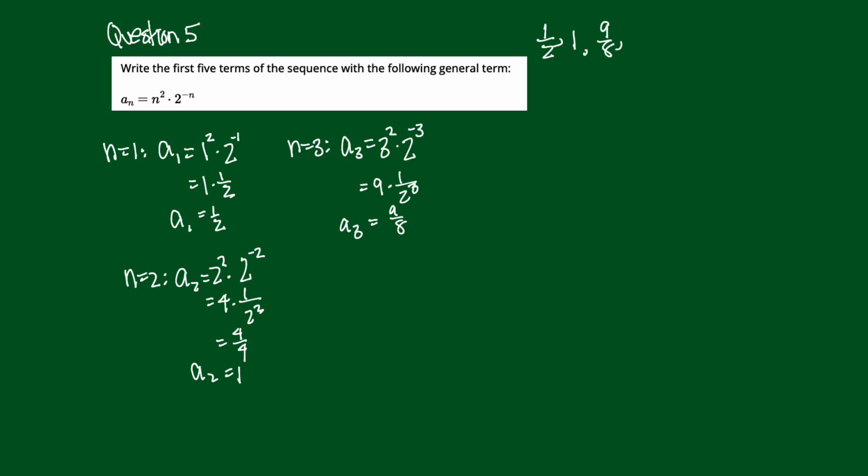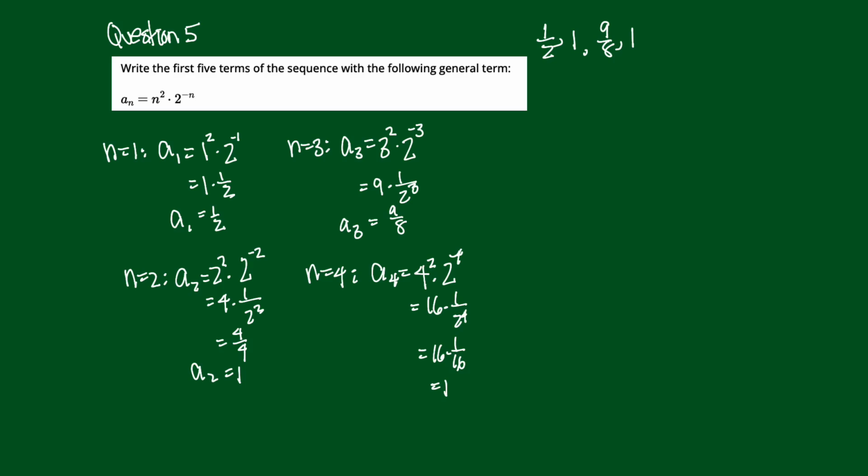9/8. N equals 4. All right, so when n equals 4, I'll get a sub 4 is, now, replace all the n's with a 4. Right, so up here, 4 to the 2, 2 to the negative 4. So I'll get 4 squared times 2 to the negative 4. This is 16 times 1 over 2 to the 4th. Well, that's 16 times 1 over 16. That's just a 1. So I get a 1 here.